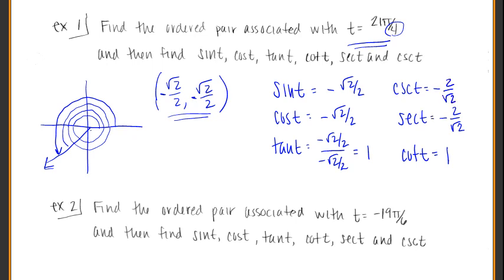And yes, y'all are probably right. We don't want to leave radicals down there in the denominator. So if we want to, we can multiply the top and the bottom by the square root of 2 over the square root of 2. And that will leave it as negative 2 square root of 2 over 2. And that's what both cosecant and secant will equal.